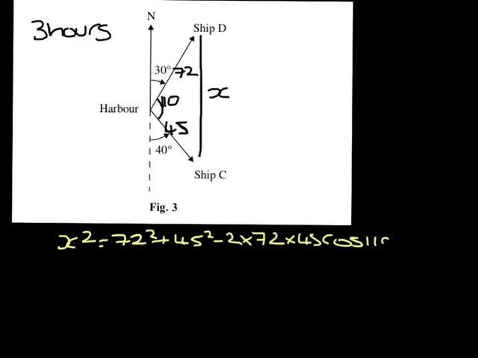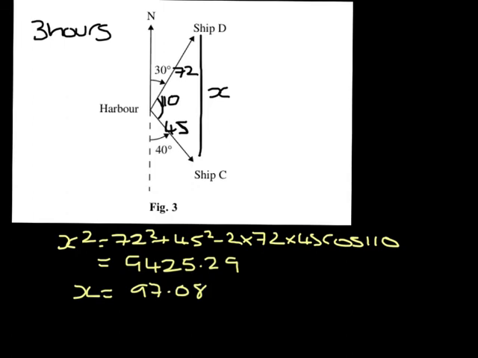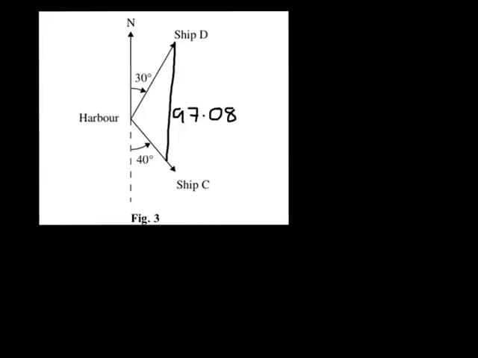Using the cosine rule, x squared equals 72 squared plus 45 squared minus 2 times 72 times 45 cosine 110. So x squared is 9425.29. So x would be the square root of that, which is 97.08, 97.1 to 3 significant figures. We're then asked to find the bearing.